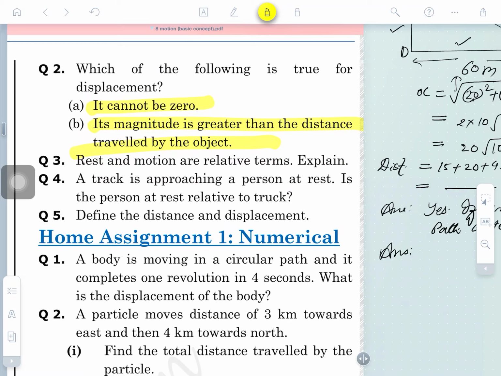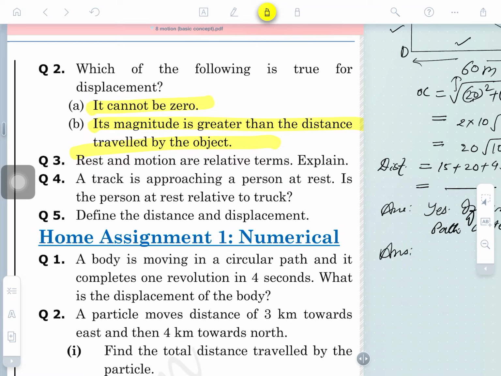Another example: you and your friend are sitting in the train, and your friend watches you. If he sees you, what happens inside the train? You are not appearing in motion to him. Why? Because you both are sitting in the same train, all windows and doors of the train are closed, and your friend is sitting in the same bogie.